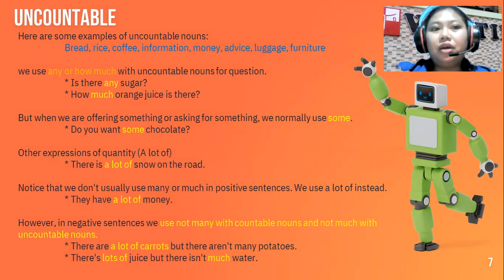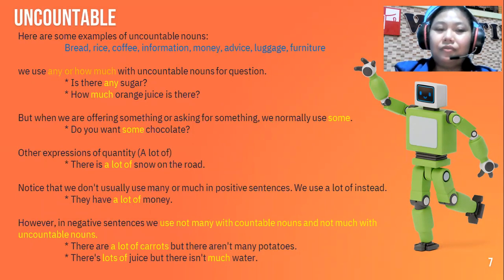Next, now we go to the uncountable. Here are some examples: bread, rice, coffee, information, money, advice, luggage, furniture. All of them are uncountable.